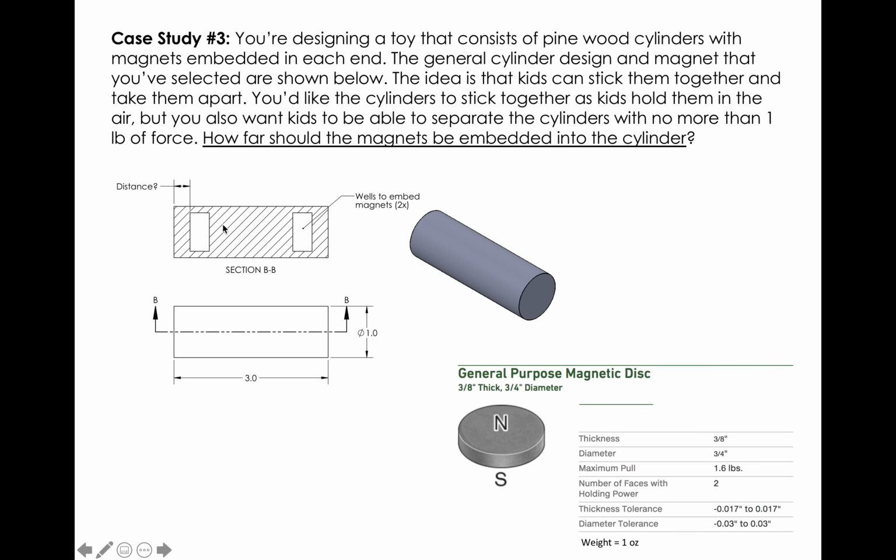Okay, so here's my little engineering drawing here, right? I'm looking for how far in. These are my magnets. This is the magnet I'm going to put in there. What is this distance? How far inside should I make that in order to get that type of functionality where it'll stick together when kids are holding them up in the air, but they can pull it apart with about 1 pound of force. All right, so see if you can tackle this problem, and we'll start off our next lecture with discussion about that.